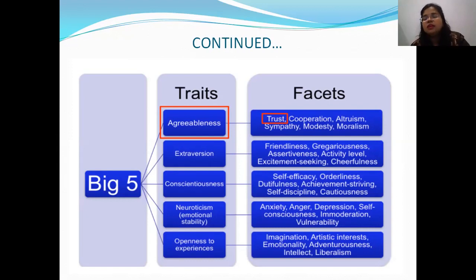Extraversion means there are two kinds of people in this world: one is extrovert, one is introvert. Extroverts are very familiar, they open up with a person very quickly, but introverts don't open up, they are not very friendly, and they expect others to come and talk to them first. So extraversion is also judged: how friendly, enthusiastic, excited, and cheerful the person is. Third is conscientiousness: how dutiful, concerned, disciplined, and cautious the person is towards his responsibilities. Then the fourth is neuroticism, which we can also call emotional stability.